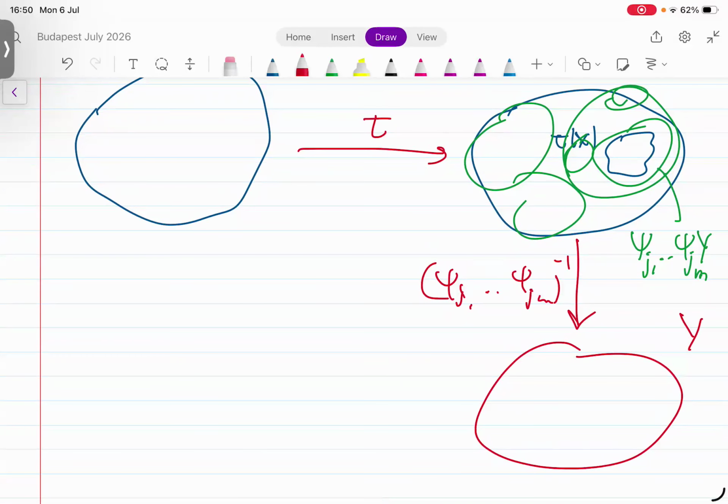And that, of course, maps the image tau of X.